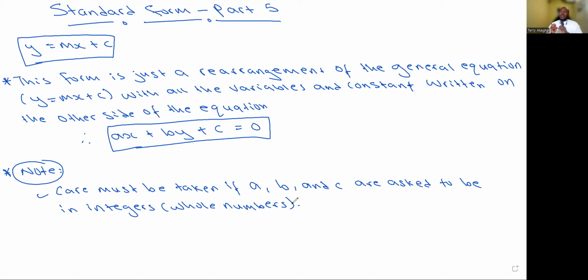So I'm going to talk about 3 rules for this, talk about the rules, then I'm going to solve an example. It's basically simple, all right? So it's very, very easy.